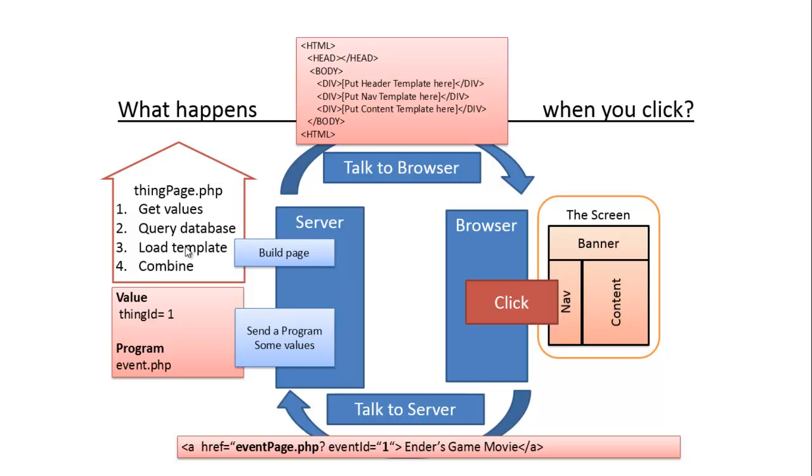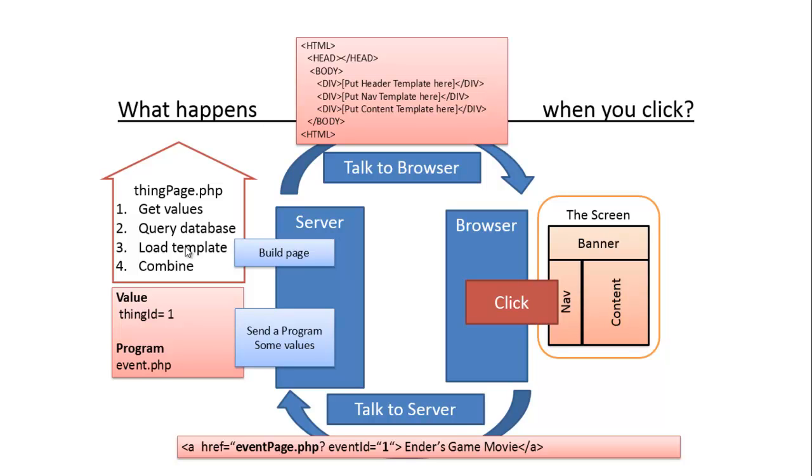Okay, so here's sort of a sketch of the HTML that the PHP program is going to create. By the way, the server talks back to the browser. In general, that's what's happening. You click, the browser talks to the server, the server makes some response, talks back to the browser, and gives you a new page. In this case, that new page is going to have the header, it's going to have the navigation, and it's going to have the content template. That's the event.